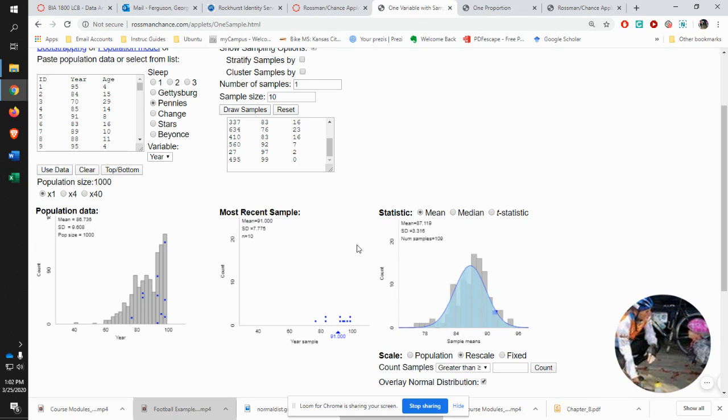So play with this. Here's another one that you can play with, looking at the idea of probability. And if you pull some of these samples, what does it actually mean? If you have questions, give me a shout.